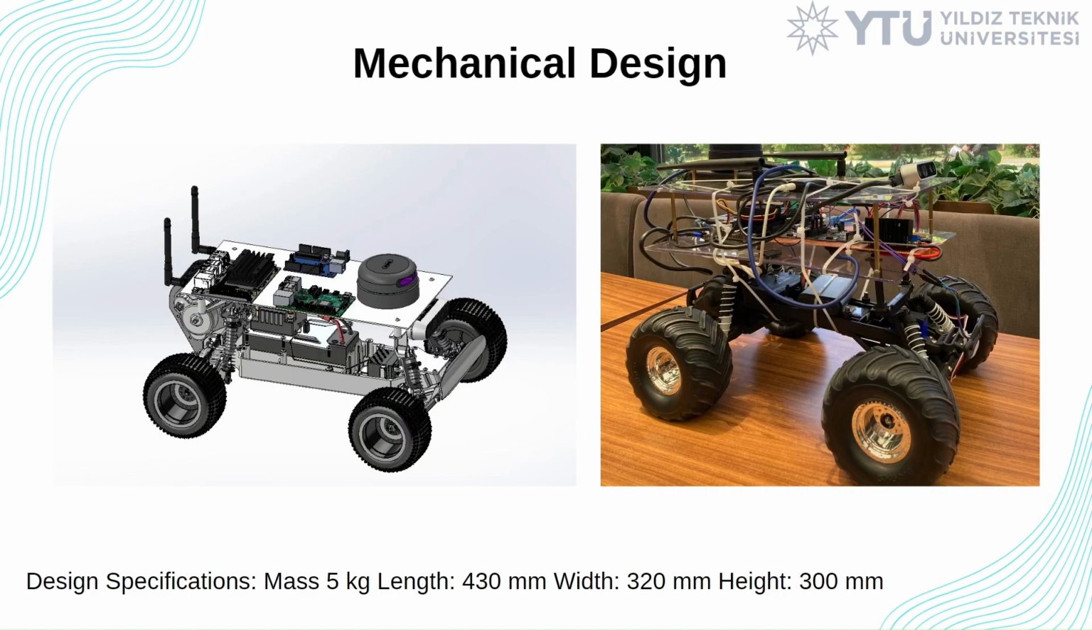Our mechanical design consists of two layers of plexiglass fixed on a chassis and electronic components on the plexiglass. The layers are attached to the chassis with plastic clamps. Our design features are mass 5 kg, length 430 mm, width 320 mm, and height 300 mm.